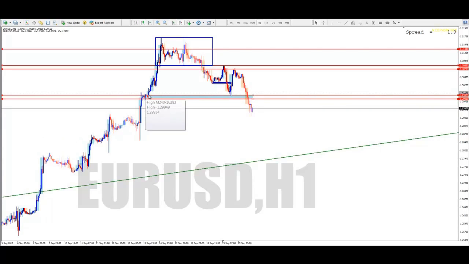The resistance, once price breaks, becomes demand. So price came down to that demand and engulfed back up again from that demand. Okay, back we go.